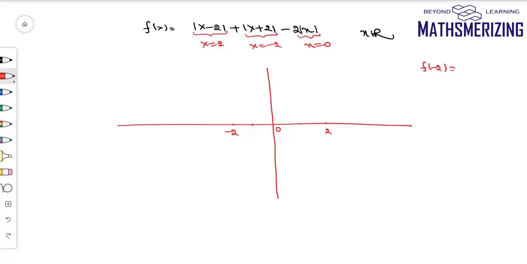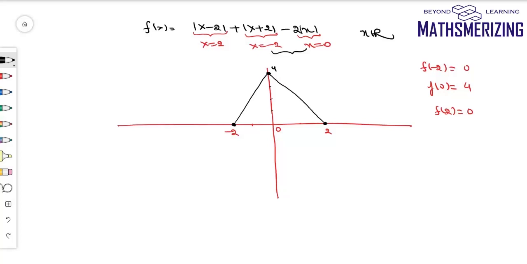So the value at -2 will be 0. The value at 0 will be 4. And the value at +2 again will be 0. So I'll mark all the 3 points. Now since there is no definition change between -2 and 0, I'll join these 2 points. For 0 and 2 also, I'll join these 2 points.